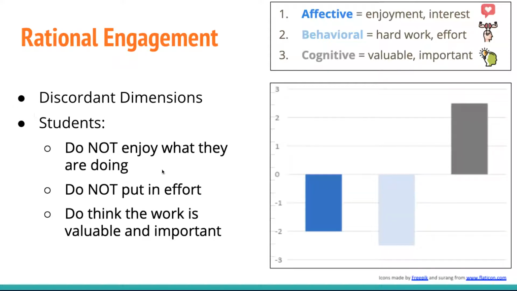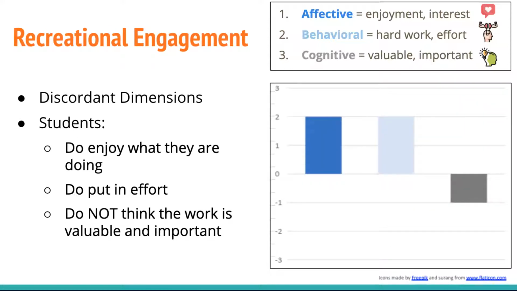Then we have rational engagement, where the affective and behavioral dimensions are lower and the cognitive dimension is higher. And so here, this would look like students not enjoying what they're doing, not putting in effort, but finding the work valuable and important. And so we call this rational because students do see the importance of the work, but they're not enjoying it and they're not working at it.